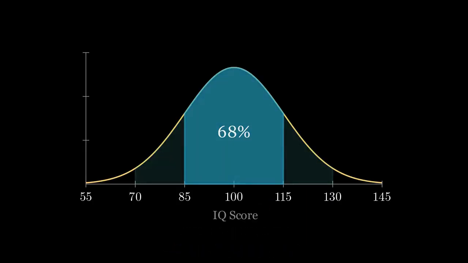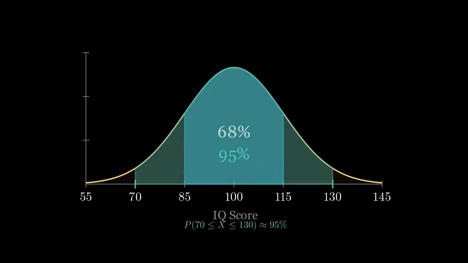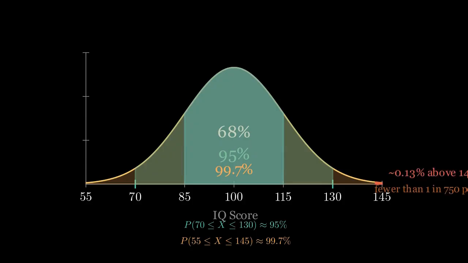Expand outward to 2 standard deviations. That's 30 points on either side. And you capture about 95% of all people, scoring between 70 and 130. And 3 standard deviations out covers 99.7% of everyone. That means only about 0.3% of the population, roughly 1 in every 330 people, falls outside this range entirely.